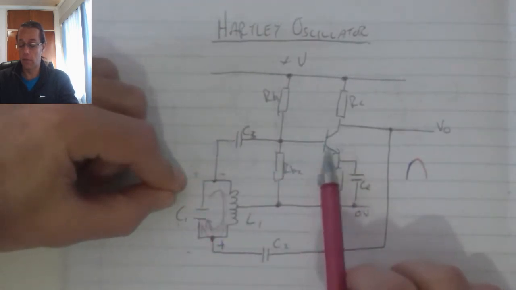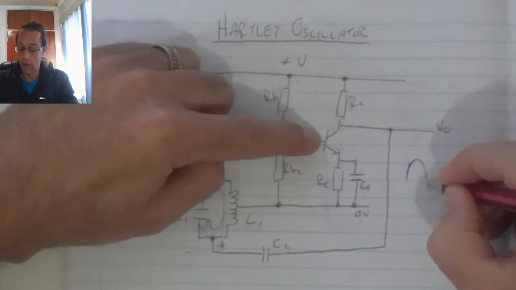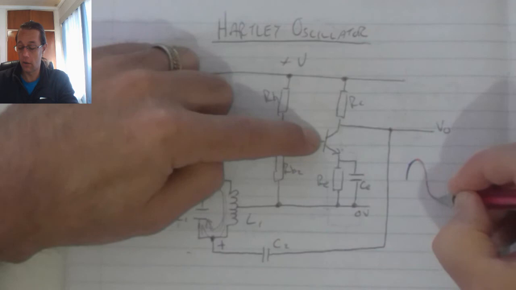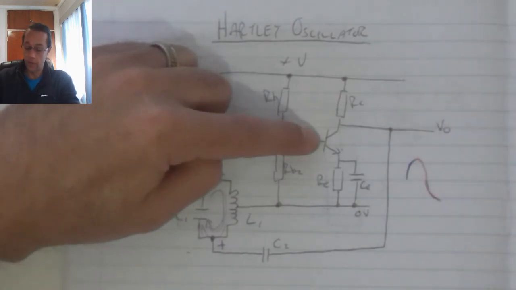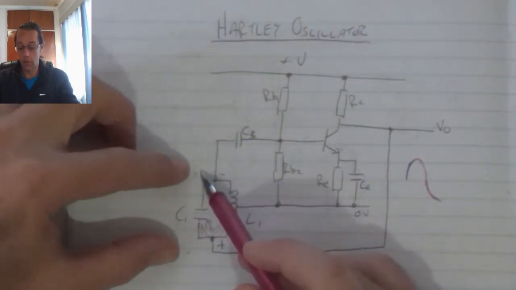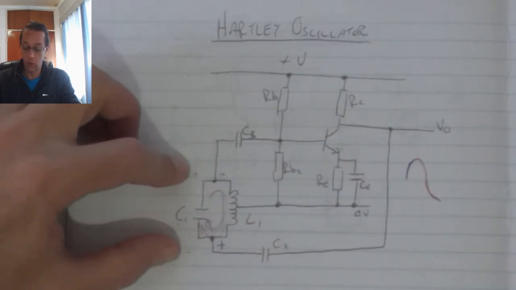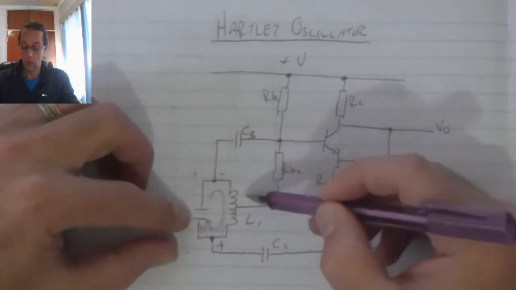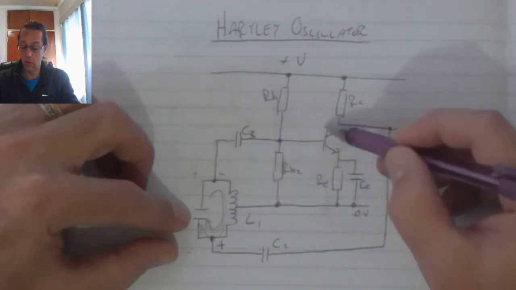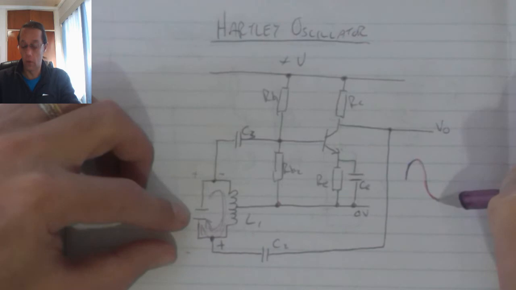That positive on the base of the transistor turns it more on, which in turn will increase my output current and decrease my output voltage. That feedback signal will charge the tank circuit in the positive-negative direction again, which in turn will turn the transistor further on until it reaches saturation.